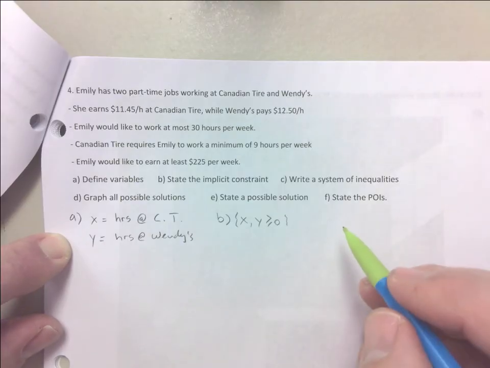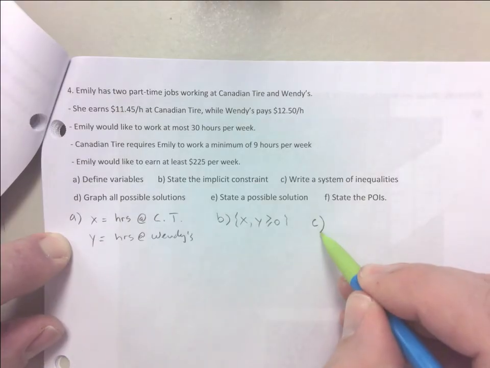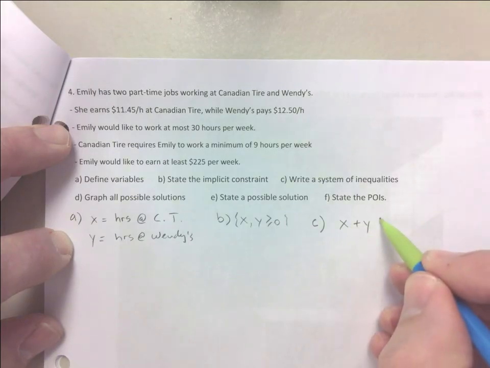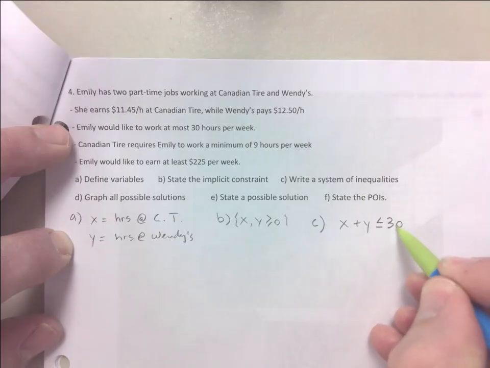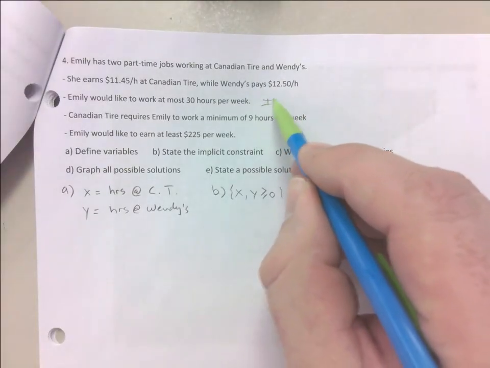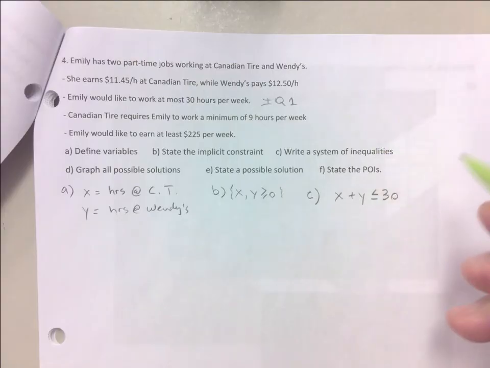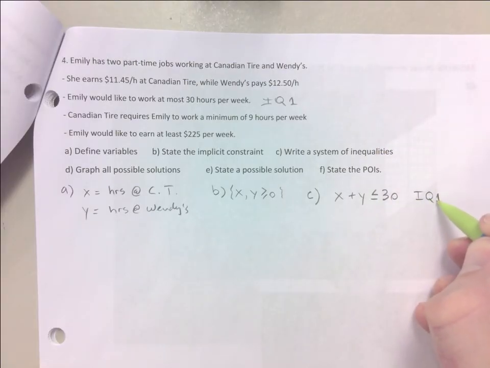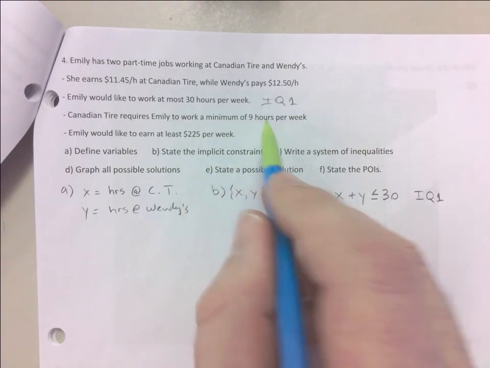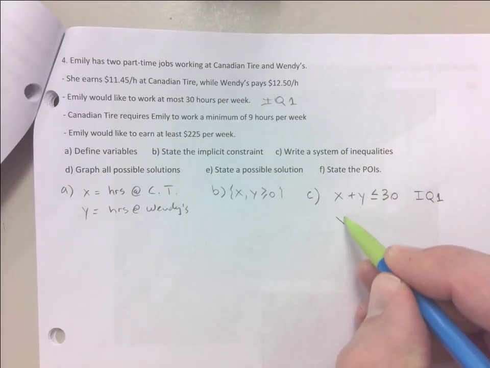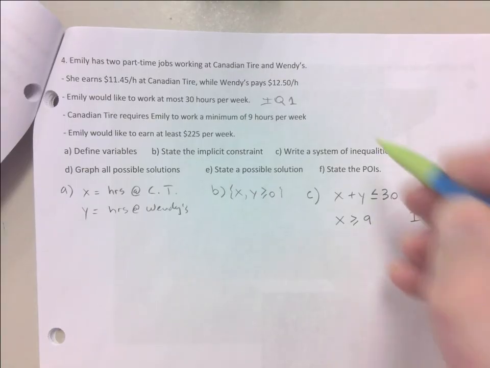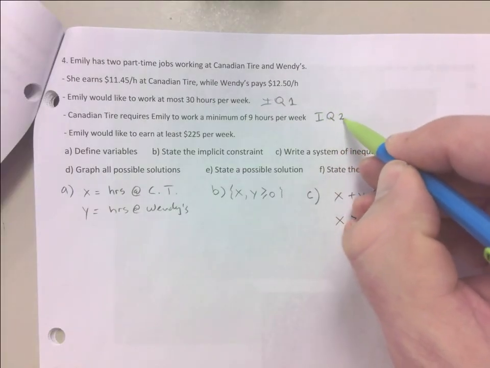And let's write our system of inequalities. We knew that X plus Y, the number of hours at both, could be at most 30 hours per week. We know that one already. This is inequality 1. How about you label that? Then we know that minimum of 9 hours at Canadian Tire. So that's X is greater than or equal to 9. That's inequality number 2. So we'll go up here and label that inequality number 2.